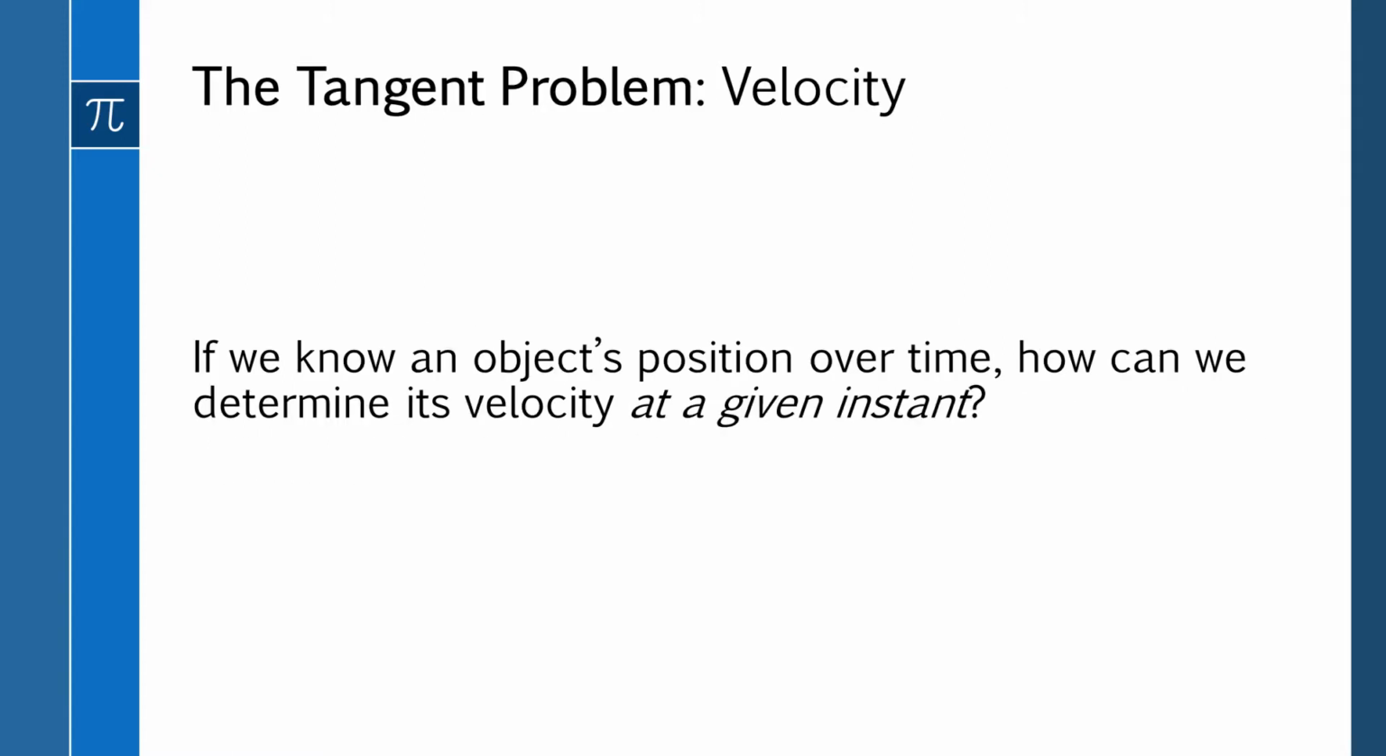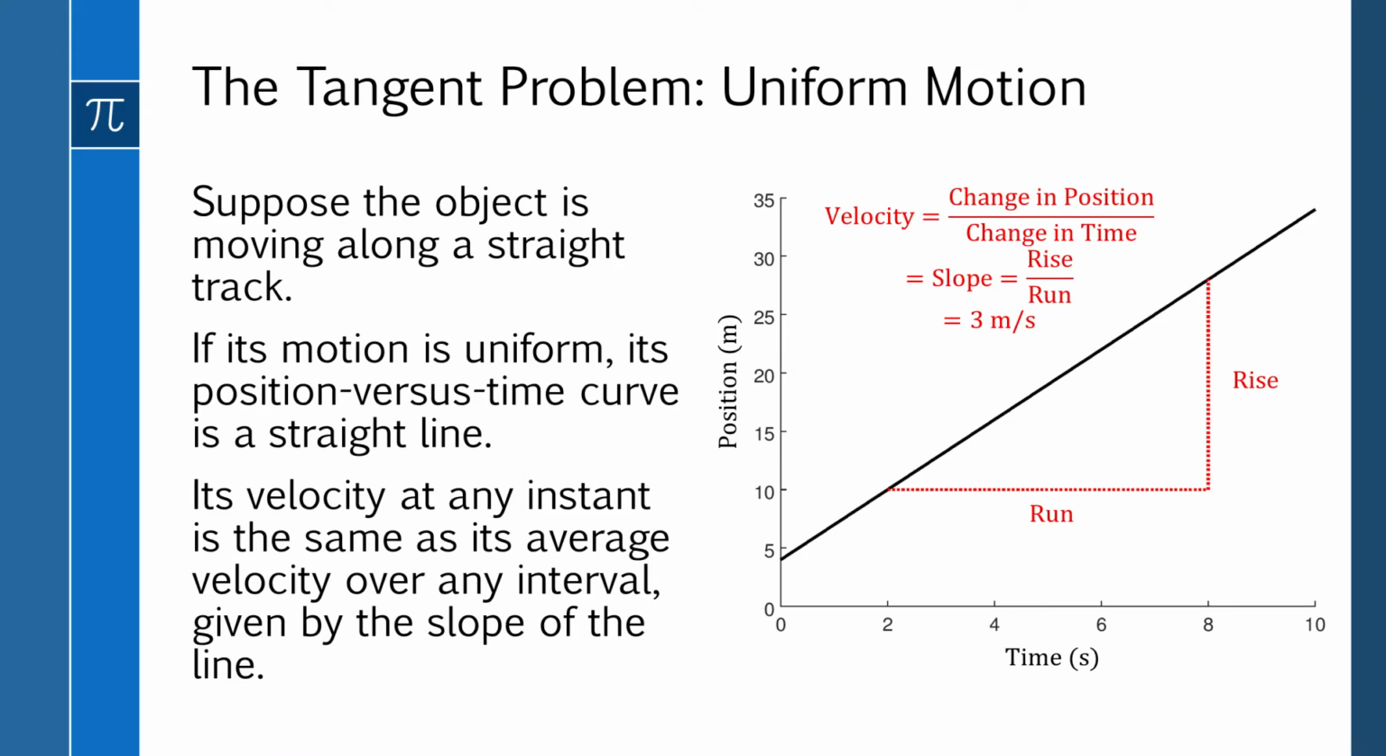The tangent problem. If we know how an object's position changes over time, can we find out its velocity at a particular instant? Suppose the object is moving on a straight track so that one number is enough to tell us where it is. And suppose its motion is uniform, so it's always moving at the same velocity. Then its position versus time curve is just going to be a straight line. And its velocity at any instant is going to be the same as its average velocity over any interval of time. And that's just going to be given by the slope of that line.